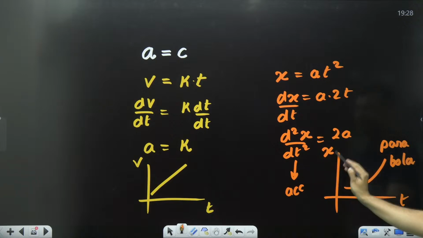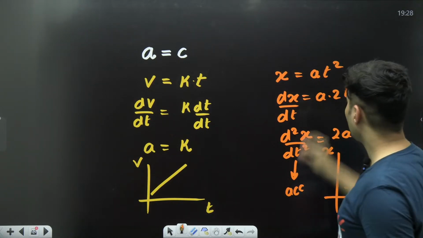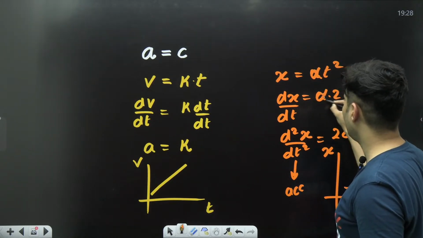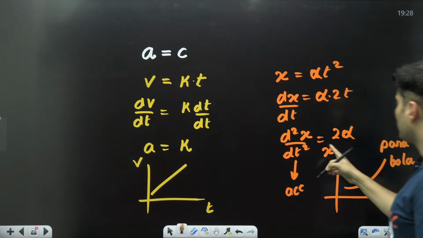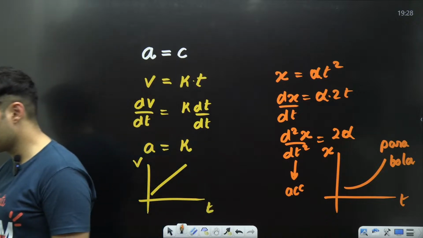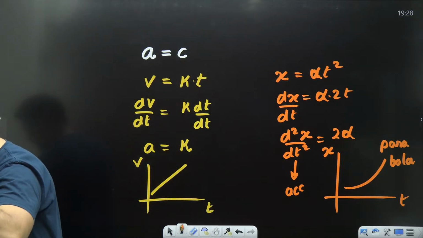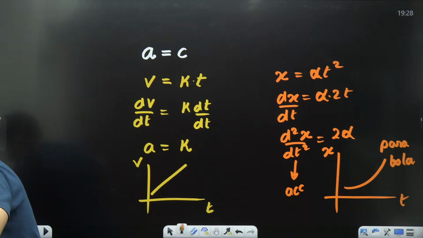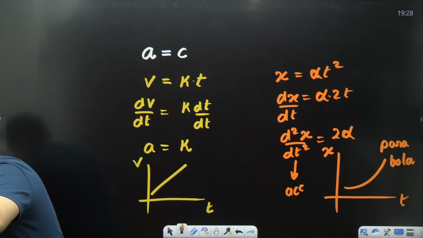Then you will see that the acceleration will be a constant. Don't confuse it with acceleration, I'll put it as alpha. So in any of these cases, you will see acceleration is constant. I hope this is very, very clear. Is that understood?